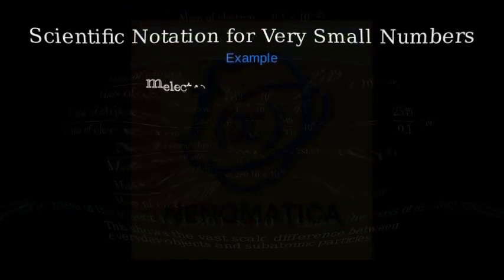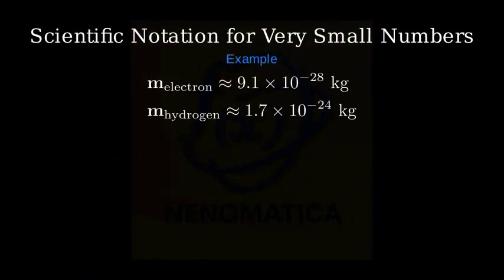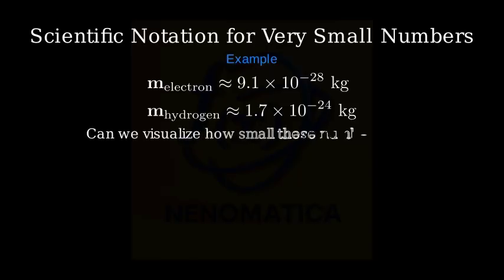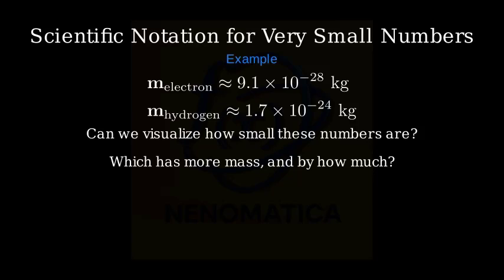Let's look at this example involving the mass of an electron and a hydrogen atom. We're given that the mass of an electron is approximately 9.1 times 10 to the -28 kilograms, and the mass of a hydrogen atom is approximately 1.7 times 10 to the -24 kilograms. Can we visualize how small these numbers are, and which one has more mass, and by how much?